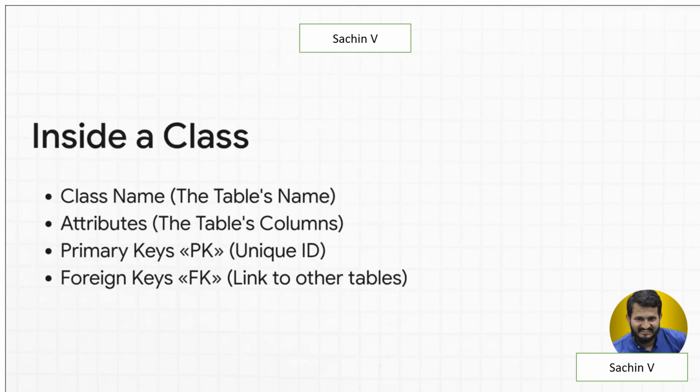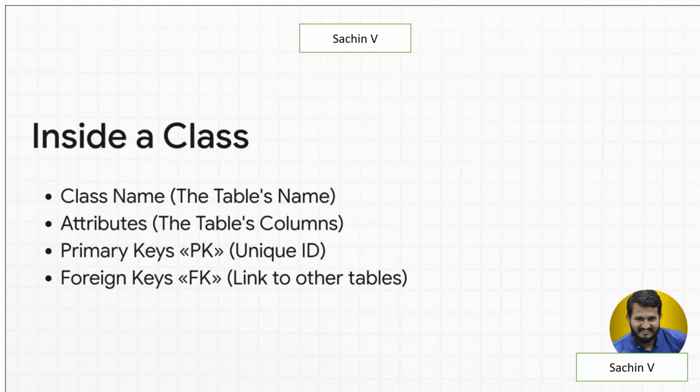And here's where it gets really practical. Each class maps directly to a database table. The class name becomes your table's name. The attributes inside it are just the columns. We even use these handy little notations called stereotypes, like PK for primary key and FK for foreign key, to spell out our unique IDs and how the tables link up.